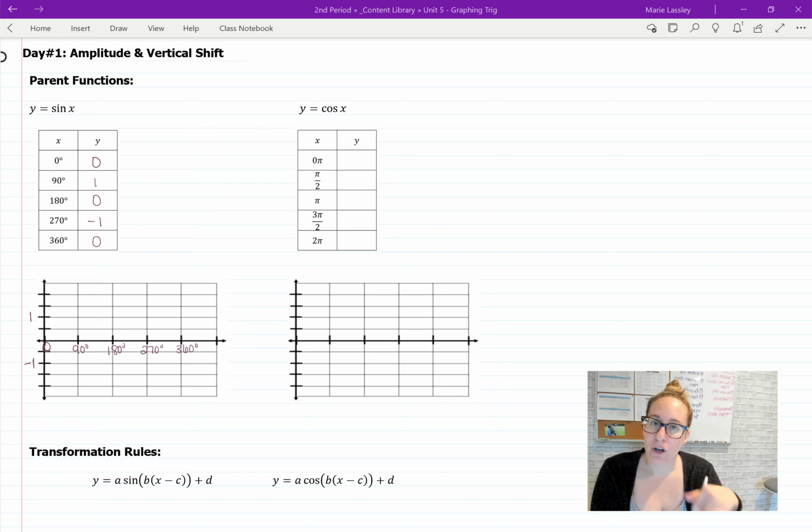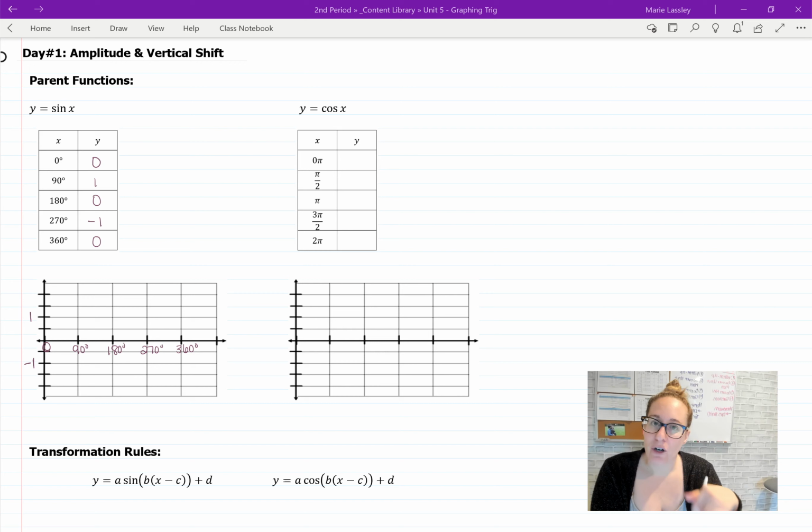At 90 degrees, sine is positive 1. At 180, sine is 0. At 270, sine is negative 1. And then at 360, sine is 0. All right, so if we go to our graph, we have 0, 90. So these are our x-axis values, right? 180, 270, and 360 degrees. Okay, and then on our y-axis, we have positive 1 and negative 1.